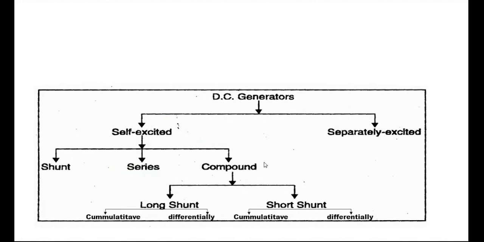The next topic is DC generator types. We can broadly classify them into two types based on their excitation: self-excited and separately excited. Self-excited can again be classified into three types based on the connections between the field winding and armature winding: shunt, series, and compound. Compound is again divided into long shunt and short shunt. Both types can broadly be classified into cumulative and differential compound generators.